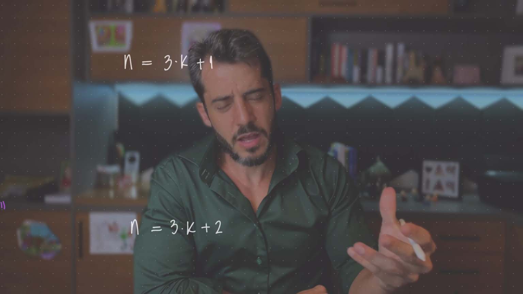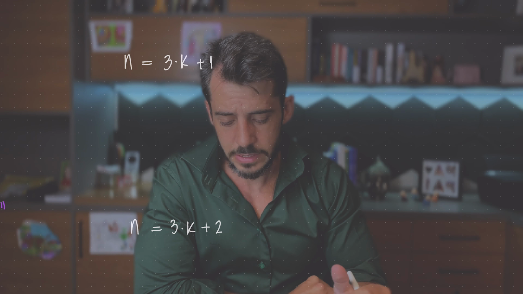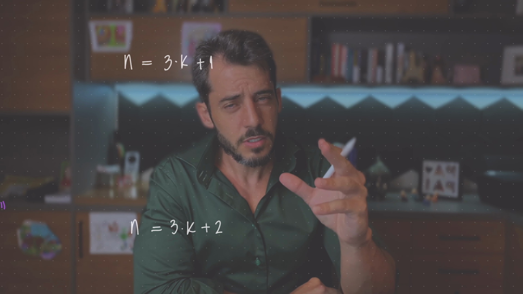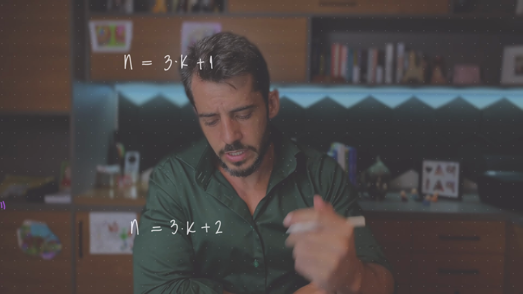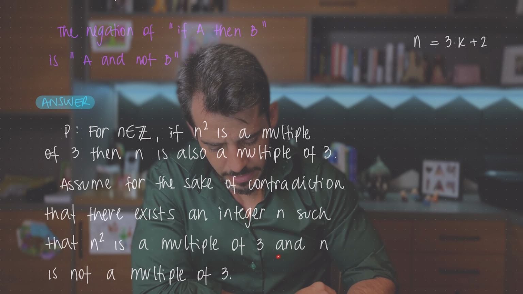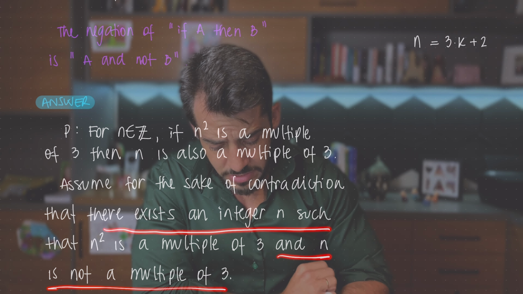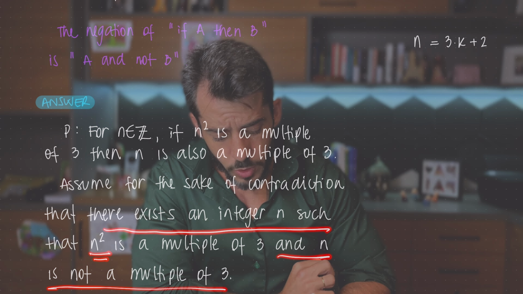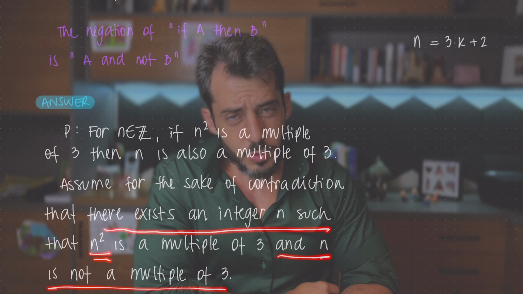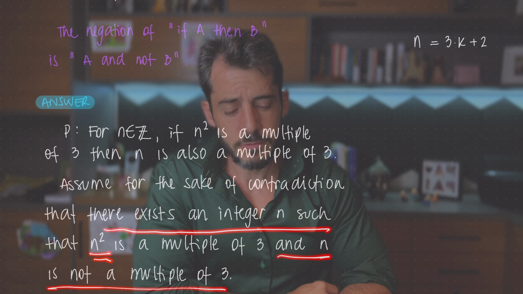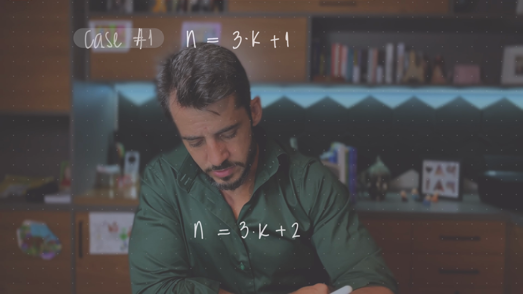Do notice that if you have 3 times k plus 3, that makes for a number which is divisible by 3 again, right? So these are the only two scenarios which are possible. We're going to break this exercise down into these two cases. Again, we're assuming that n is not a multiple of 3, and that n squared is a multiple of 3, or divisible by 3, which is the same thing. We will get a contradiction. So assuming that n is not divisible by 3, we have the two possible scenarios.